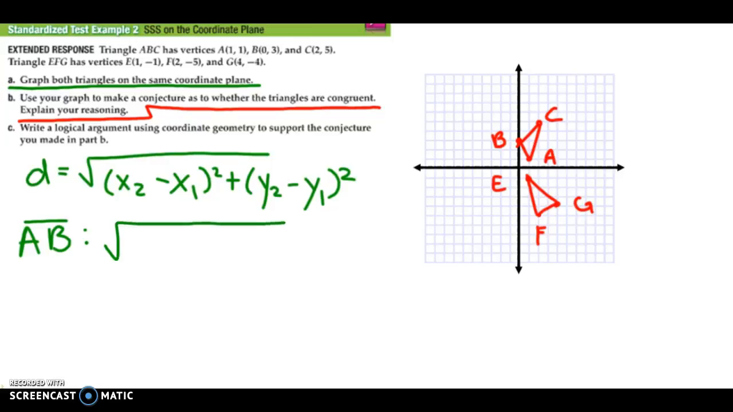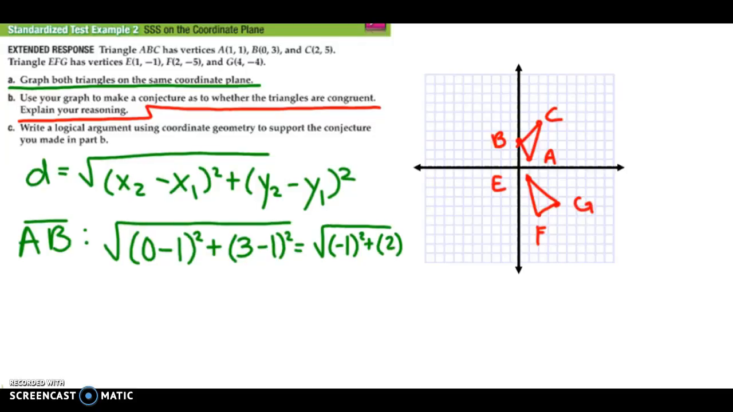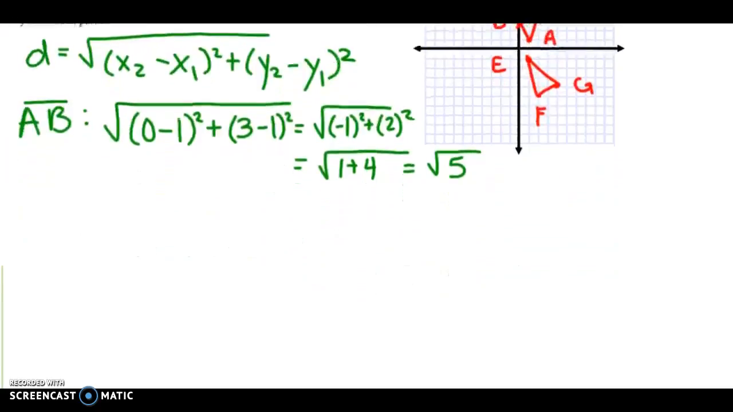Okay, so AB's distance, the length of AB, I'm going to take x2, which is 0, minus x1, which is 1, squared, and 3 minus 1 quantity squared. So that would be the square root of negative 1 squared plus 2 squared, which is going to be the square root of 1 plus 4 equals the square root of 5. So we found the first one. AB is square root of 5.